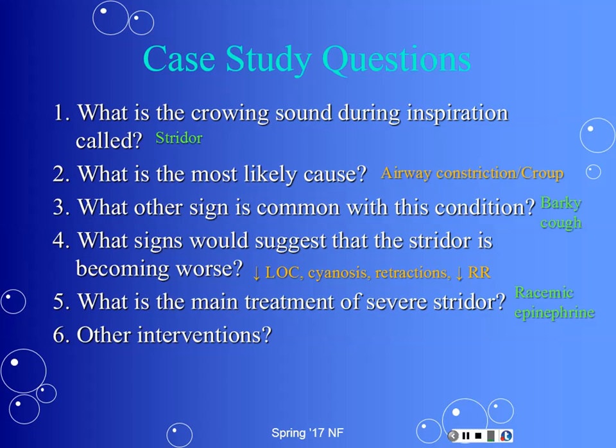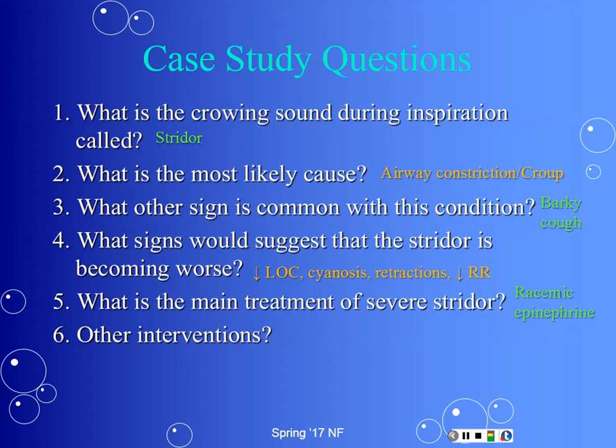Other interventions that we're going to consider with croup, after we give them our racemic epi or if they don't have stridor, are humidified oxygen, so cool, either cool mist or heated humidified. So if they're at home, what are some things they can do?